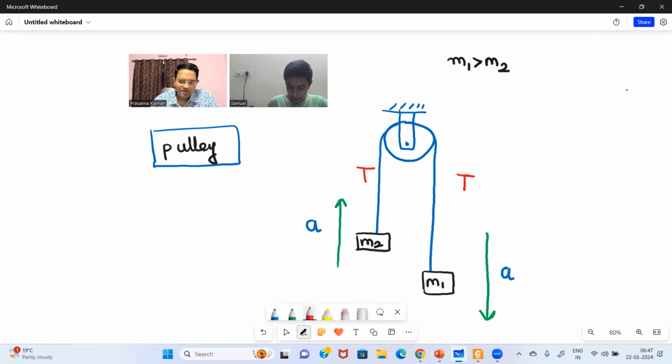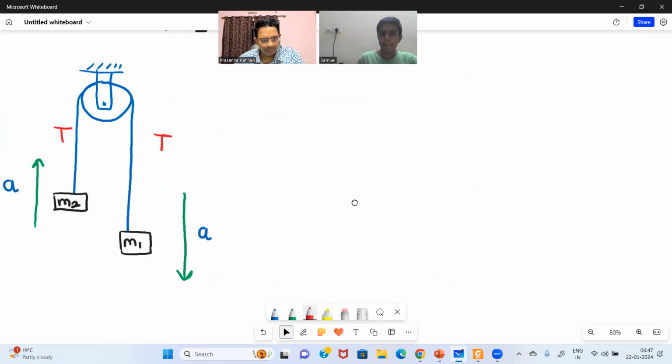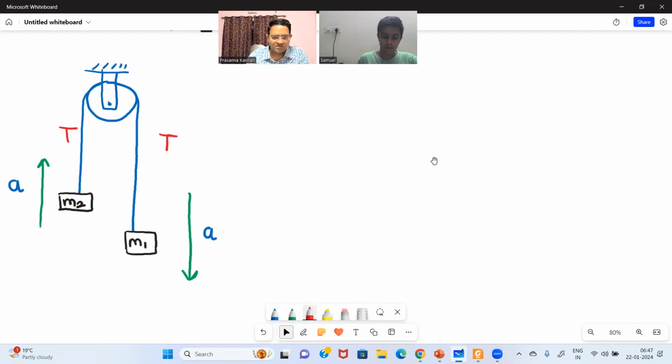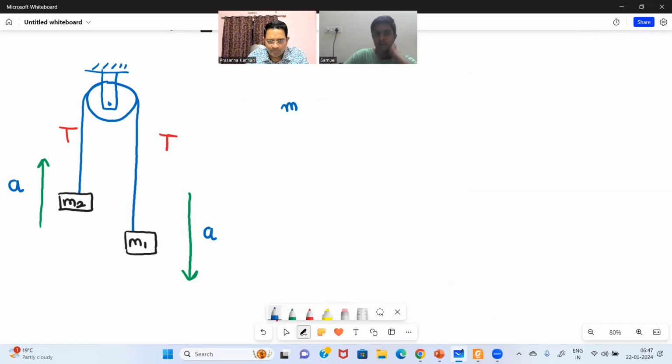Now the typical question is to find the tension in terms of the masses. Another question is to find the acceleration in terms of the masses. For both of them, you need to be well versed with writing Newton's laws. So how do you do it? First is called the free body diagram. What is a free body diagram? You just take one mass, let's say you take mass M1, and you draw all the forces which are acting on this body.